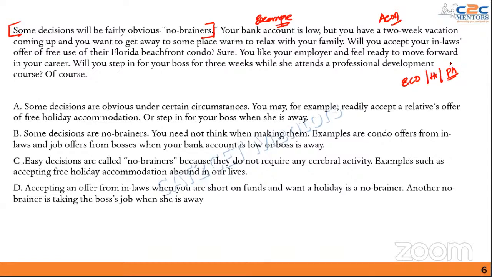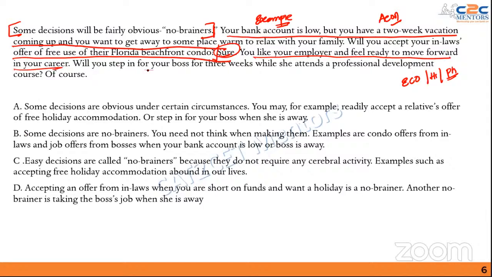अब देखो, some decisions will be fairly obvious, no brainers. Example, your bank account is low, but you have a 2-week vacation coming up and you want to get away to some place, want to relax with your family. Will you accept your in-laws offer of free use of their Florida beachfront condo? Of course we will. Why not? ठीक है, आगे चलो. Sure, you like your employer and feel ready to move forward in your career. Will you step in for your boss for 3 weeks while she attends a professional development course? Of course. हाँ, तो एक मेन आइडिया दिया, 2 एग्जांपल दिया.